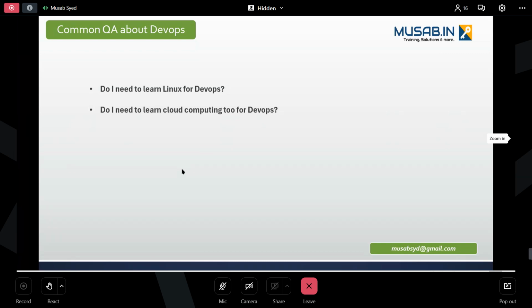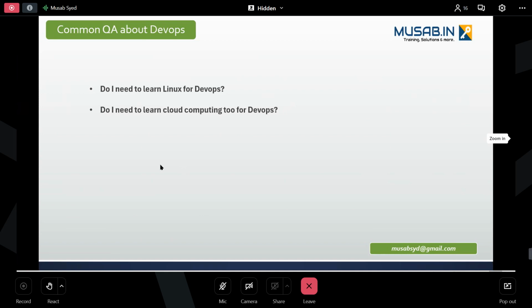Mostly people have moved to cloud. The future is cloud, the present is cloud. So why do we learn it on on-premise? Yes or no? So yes, cloud computing is also very important. That is the reason we are also going to learn AWS, right?